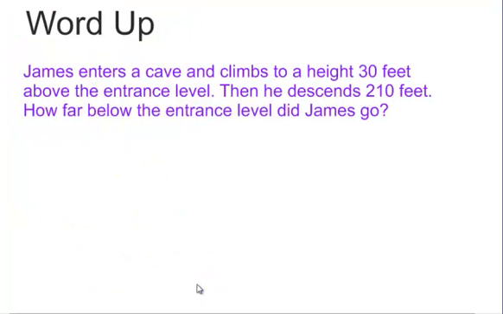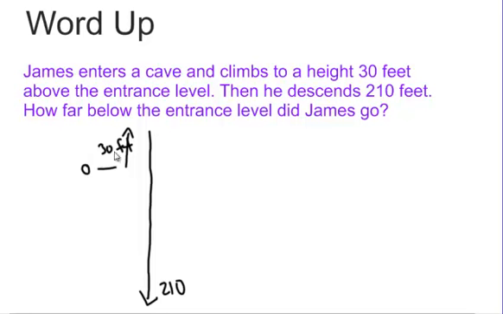Okay, word up. James enters a cave and climbs to a height of 30 feet above the entrance level. Then he descends 210 feet. How far below the entrance level did James go? I'm not a good artist, but I always love to draw a picture. So let's say the entrance level right here is at 0, kind of like a vertical number line. So James climbs 30, so he goes up 30 feet. So that's positive 30. Then he descends 210 feet. So descend means go down, so he goes down 210 feet.